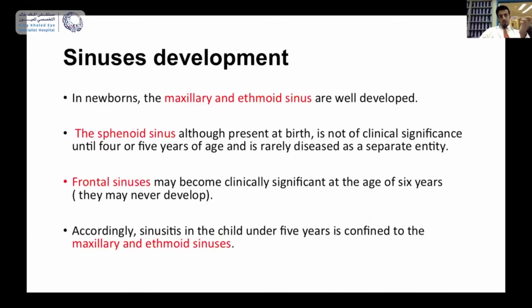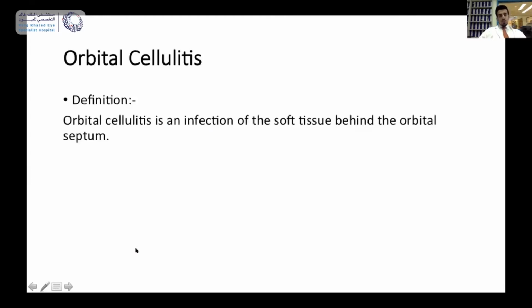About the sinuses, newborns have fully developed maxillary and ethmoid sinuses. The sphenoid sinus is present at birth, but not of clinical significance until 4 or 5 years of age, and is rarely diseased as a separate entity. The frontal sinus usually becomes clinically significant at the age of 6 years. Sometimes they never develop. So in any patient below 5 years of age, usually sinusitis is confined to the maxillary and ethmoid sinuses.